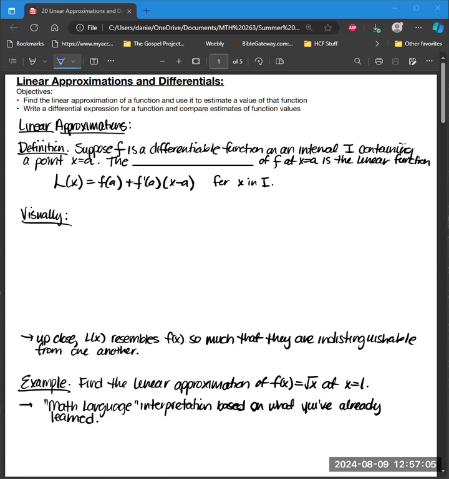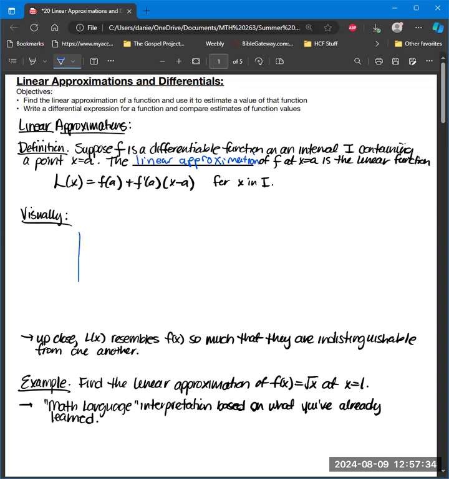Suppose f is a differentiable function on an interval I containing a point x equals a. The linear approximation of f at x equals a is the linear function L of x equals f of a plus f prime of a times x minus a, for x in I.